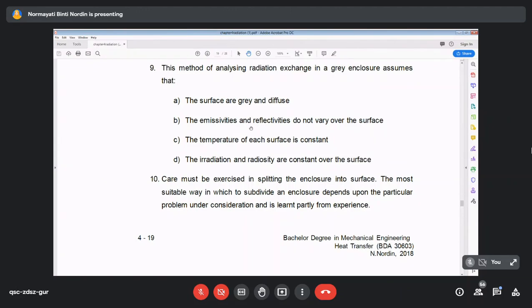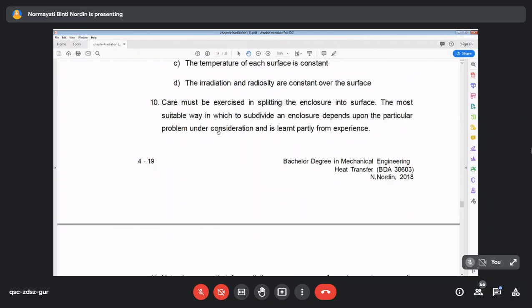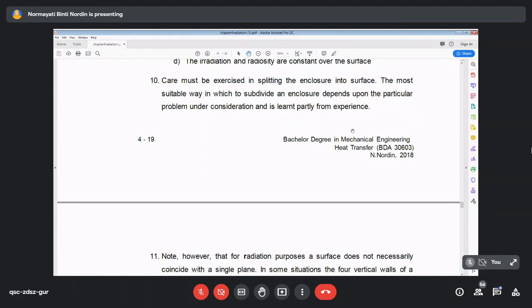So here I think this is also worth noting about how you split out the system or enclosure. The most suitable way in which to subdivide the enclosure depends upon the particular problem under consideration and always learn by experience. So there are no specific rules on how you split the zone, okay? And usually by experience we will understand.